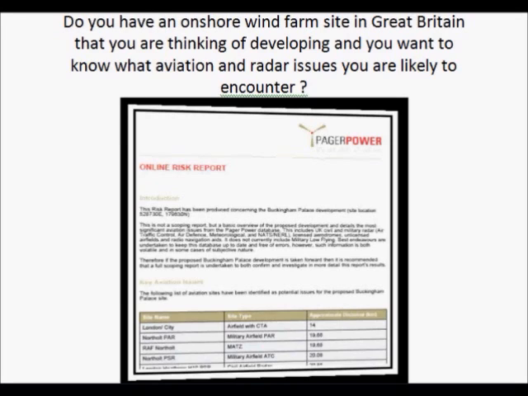Do you have an onshore wind farm site in Great Britain that you are thinking of developing and you want to know what aviation and radar issues you are likely to encounter? You will require an aviation risk report at a cost of £295. This report lists radar, airports and airfields and other items that could be affected. It will also provide you with up to 3 radar line of sight charts that show whether particular radar are likely to detect the wind farm.